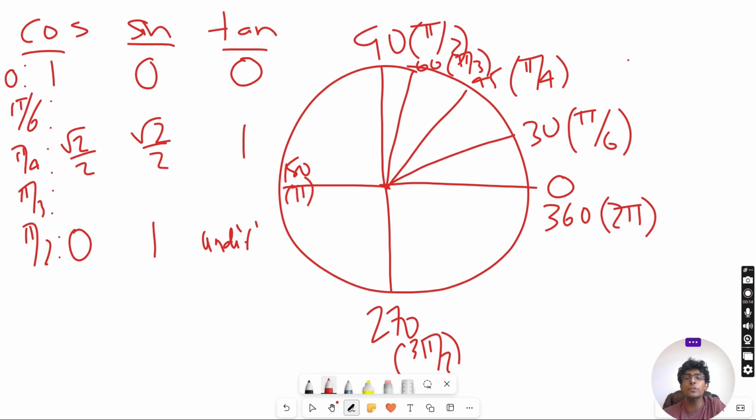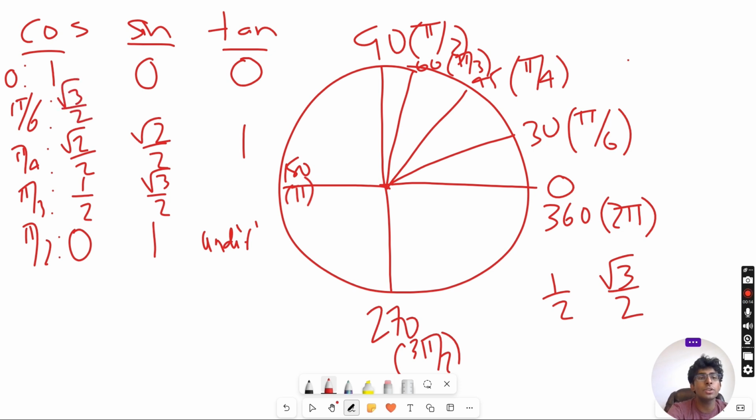Now, pi over 6 and pi over 3 can be a little tricky, but the values are either going to be 1/2 or root 3 over 2. So as long as you memorize one of them, you'll be able to figure out the other by just flipping it. For example, for pi over 3, your cosine is 1/2, your sine is root 3 over 2. For pi over 6, it's the opposite. Root 3 over 2 is your cosine, 1/2 is your sine.